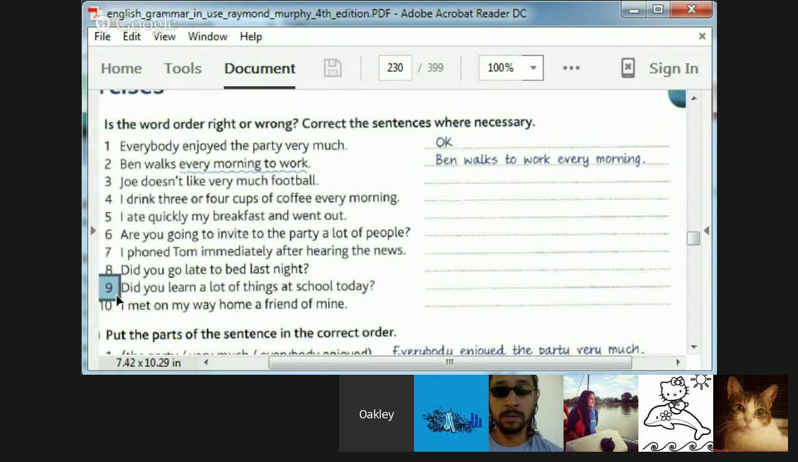Mustafa, what's your question? I'm not clear. To the bed. Oh, okay, I see. Mustafa's asking why it's not "the bed." Why do we not need an article?